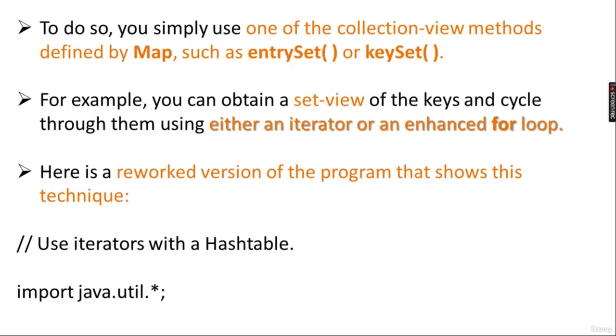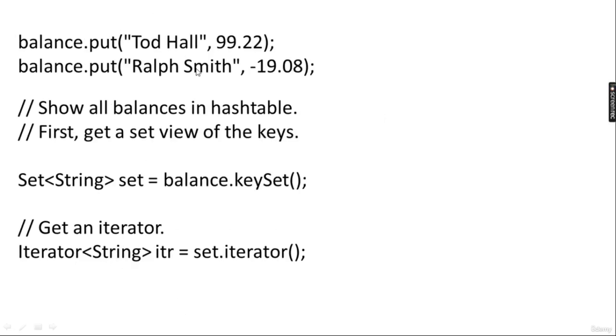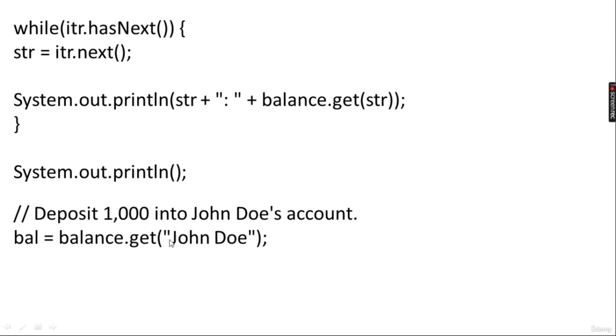For example, you can obtain a set view of keys and cycle through them using an iterator or an enhanced for loop. So now we will again rework a version of this program. Hash table balance, new hash table string double. Okay, John Doe, Tom Smith, Jane Baker, Toad Hall, Ralph Smith. Balance dot keySet, so it will give you the set view. This set view is stored into a set of type string, and we get an iterator, set dot iterator. Okay, so this iterator will look into the hash table.